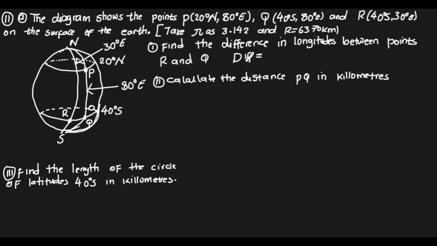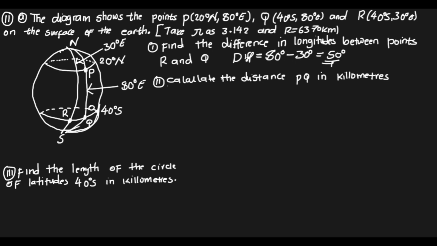Now we can see that the two longitudes are located on the same side. So since they are located on the same side, the rule is we need to subtract. So 80 minus 30 degrees, we get 50 degrees. That is the difference in the longitudes between points R and Q. Now let's move on to Roman number 2.